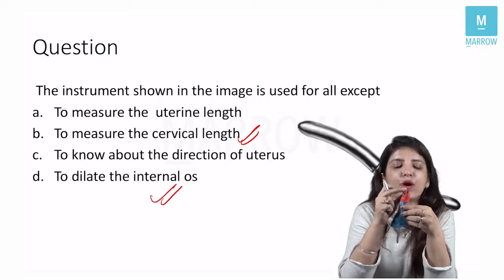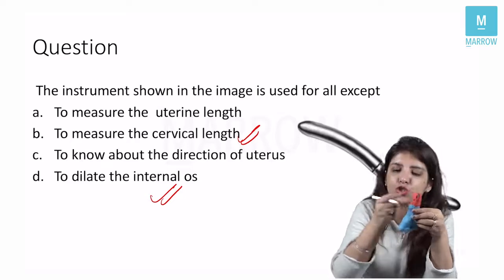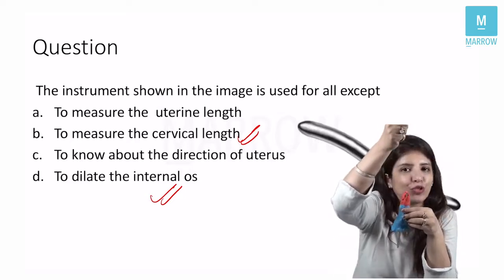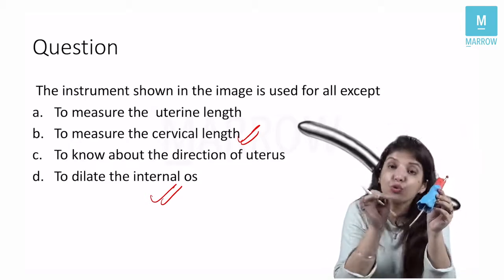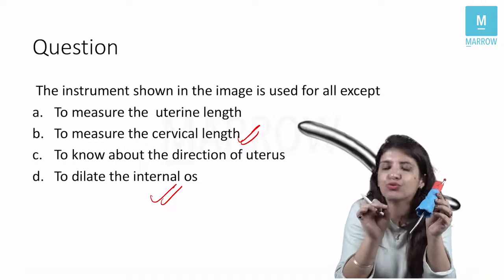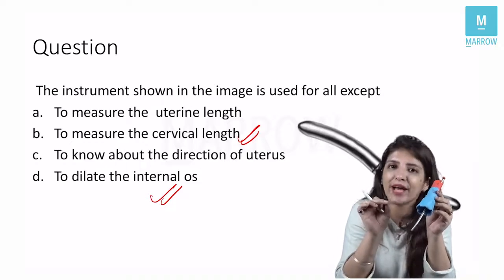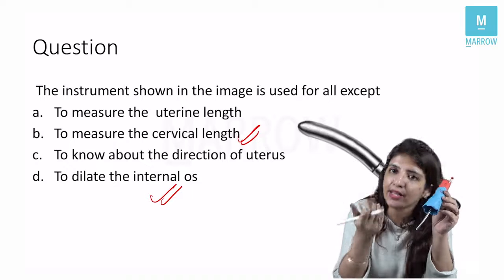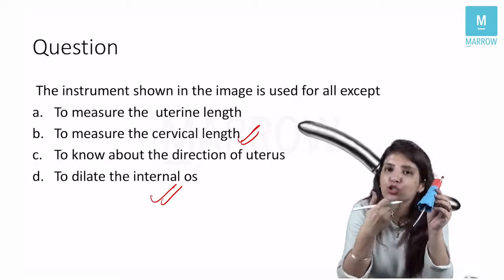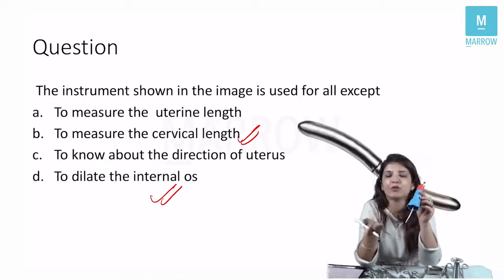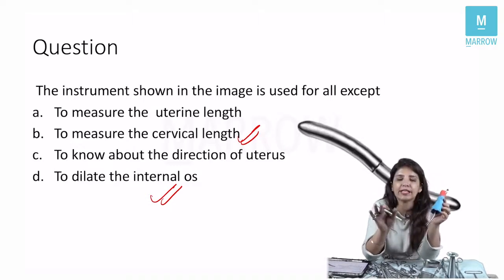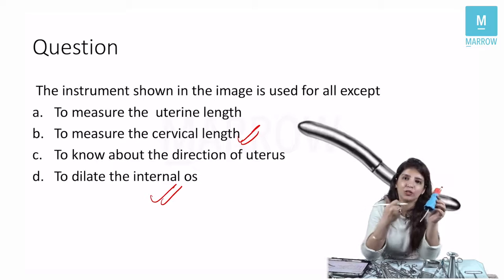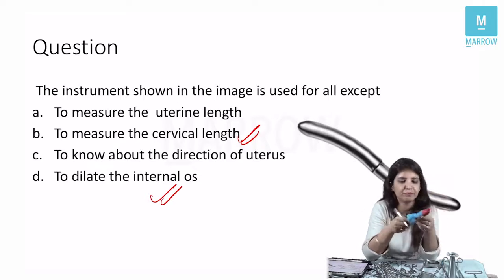No, because you are taking it only up till the internal os. You are not taking it up till the fundus of the uterus, right? So you do not measure the length of the uterus with this dilator. Length of the uterus you measure with the help of a uterine sound. Yes, it can give you an idea about the position of the uterus, whether the uterus is anteverted or retroverted. But it will not give you any idea about the length of the uterus, right?